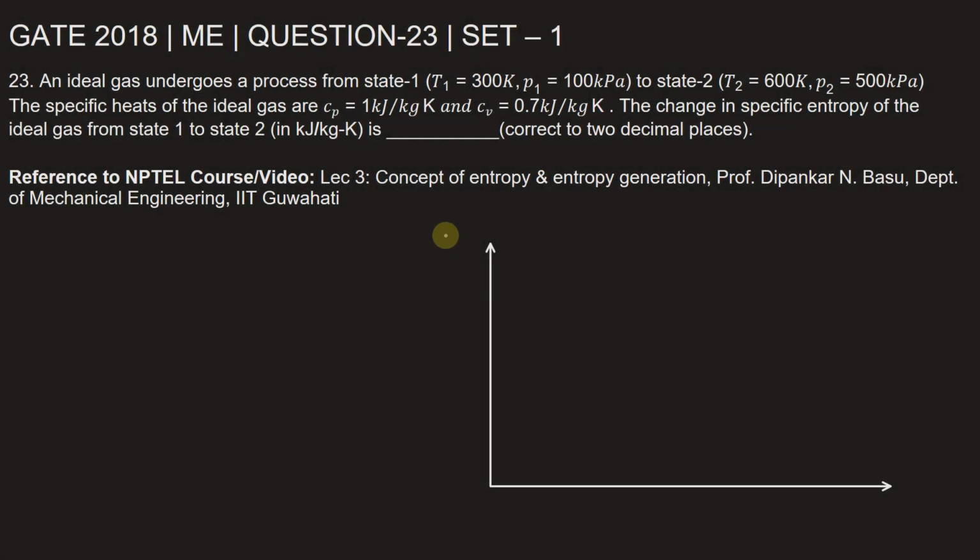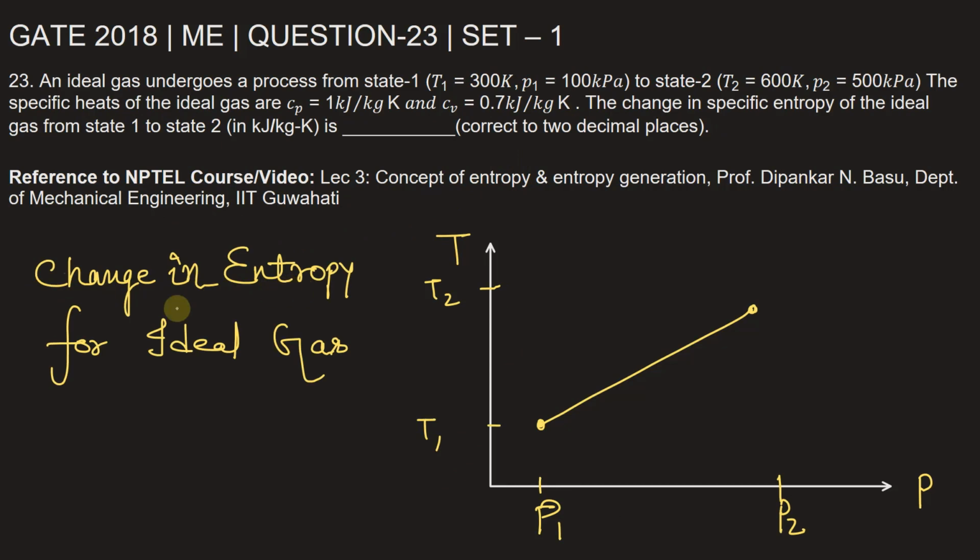Now suppose this is the T-P diagram, that is the temperature-pressure diagram, of the process mentioned here. So from state 1 to state 2, the values of temperature, that is T1 and T2, and P1 and P2 are both given here. In this problem it's given.